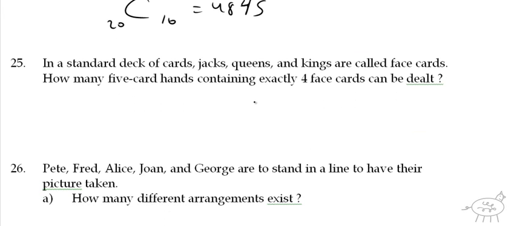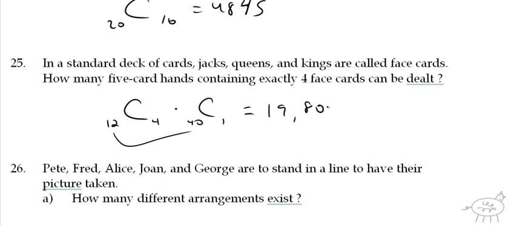25. In a standard deck of cards, jacks, queens, and kings are called face cards, which you know. How many 5-card hands containing exactly 4 face cards can be dealt? Well, it's a 5-card hand, and basically I've got 12 face cards, and I'm picking 4. Do you guys agree with that? But one of the other cards has to be out of the other 40 cards, because these have to be 52. I need to pick one of those. So that's exactly what this is: 12 face cards, picking 4, 40 other cards, picking 1, and you multiply it and you get 19,800. And remember, card problems are always C for card, combination, right?